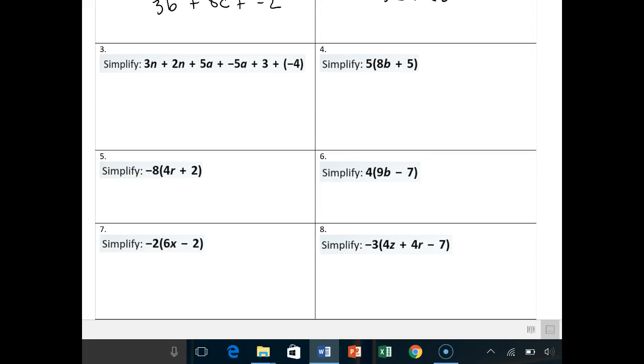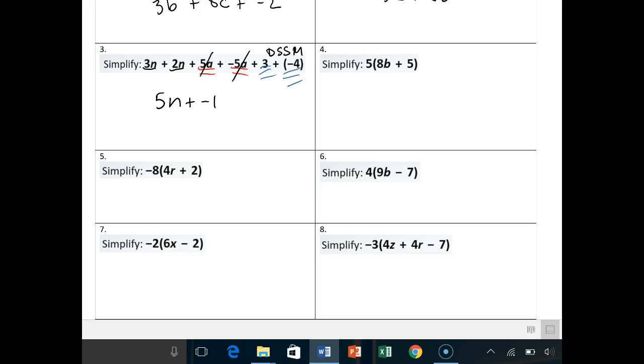Number 3, we have 3n and 2n, we have 5a and -5a, and then 3 and -4. So 3n and 2n gives us 5n. 5a and -5a is just like the last problem. They cancel out. We don't put 0a, we just don't put anything, right? They're gone, they vanished, right? And then 3 plus -4 is -1. Again, DSSM, different signs, subtract, keep the sign that we have more negatives. So 5n plus -1. Okay?